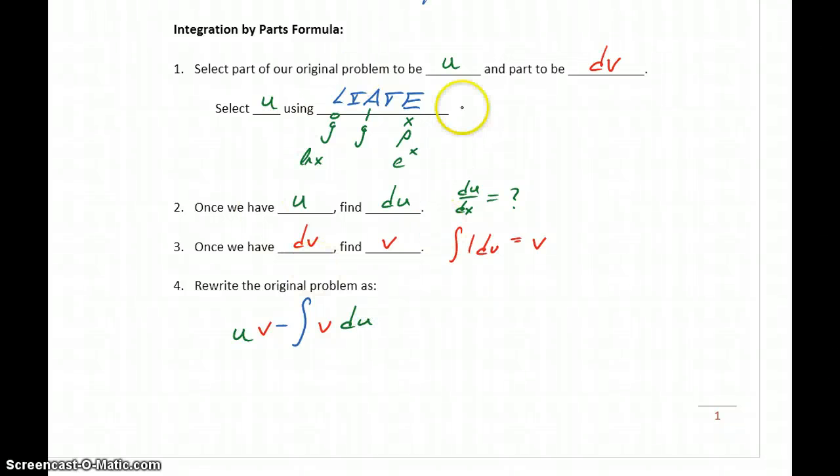So explaining this approach doesn't really make a lot of sense at first. We're kind of talking about these arbitrary substitutions. But when we get into the examples, we'll see this pattern start to take shape. Making the selections for u and dv, differentiating our u substitution statement, integrating our dv substitution statement, and then building some expression of this form.